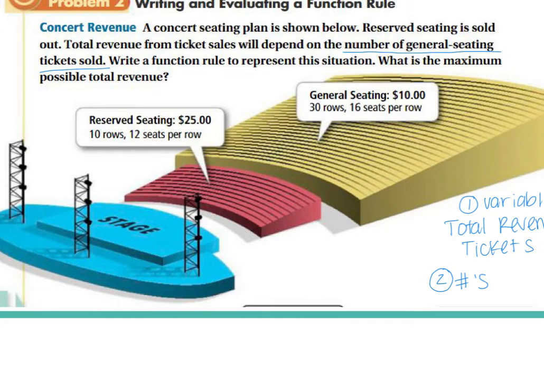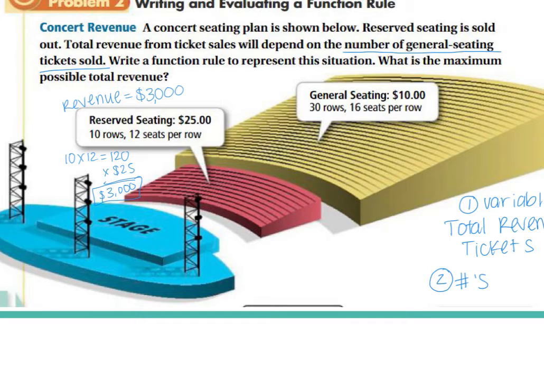What was the revenue here in reserved seating? Anderson? 3,000. How'd you get 3,000? I multiplied the rows by the seats, and then multiplied that by 25. So 10 by 12, which gave you 120, and then you multiplied it by $25 per seat, right? Which gave you 3,000 in total revenue for the reserved seating.